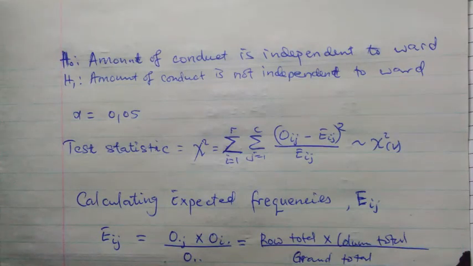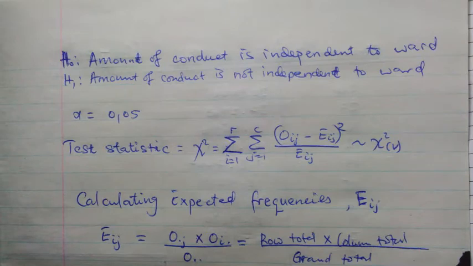So to perform our chi-squared test, the first stage is to write down the hypotheses, the null hypothesis and the alternative hypothesis. In this case, our null hypothesis will state that the amount of contact is independent of ward. Whenever you are doing a chi-squared test for independence, your null hypothesis must state that your variables are independent, and then the alternative will state that the variables are dependent, or not independent, that is, they depend on each other.